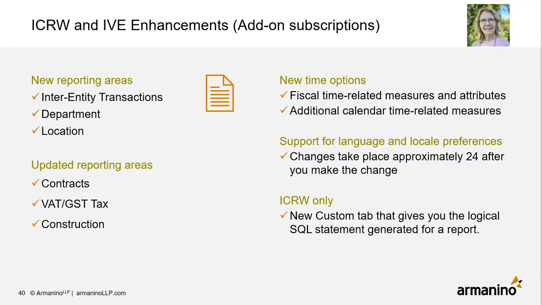So there's new reporting areas, inter-entity transactions, department location. They've updated some of the reporting areas for contracts, VAT, and construction. There are new time options. So if you are fiscal in your organization, you're on a fiscal time period, then we have fiscal time related measures. There is support for language and locale preferences. So if you do make that change, note that little bullet below. It does take up to 24 hours for you to actually see that change in your environment once you've selected it.